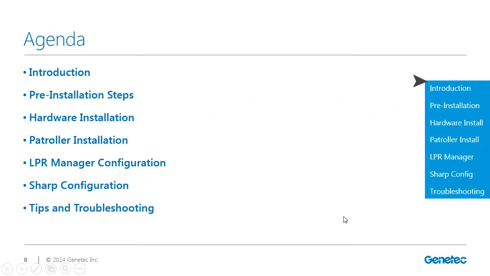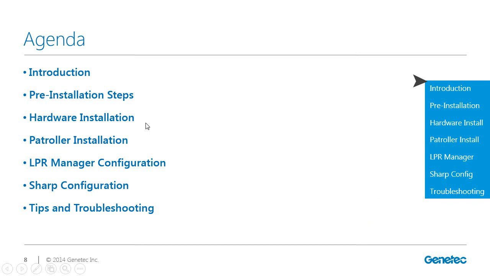Taking a look at the agenda, the first thing we're going to go over is a little introduction to the mobile AutoVu system and what it can do. We're going to move on to some pre-installation steps you should be aware of before starting. And then take a look at the actual hardware installation itself.